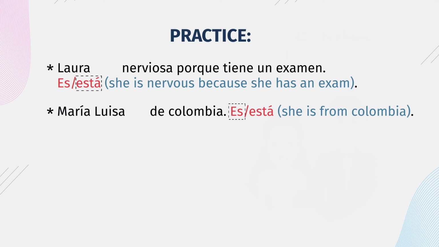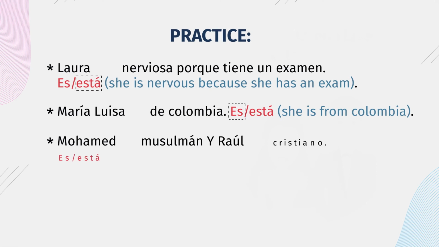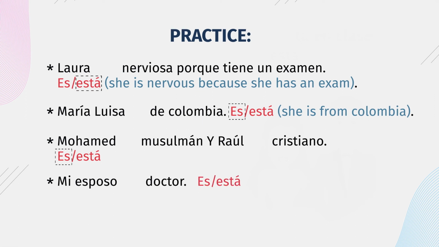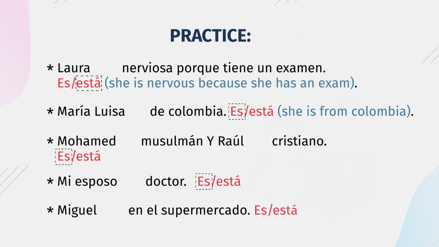Número 3. Mohammed, musulmán, y Raúl, cristiano. Es. Why? Because it's permanent, we're talking about religion. Mi esposo, doctor. Mi esposo es doctor. Why? Because it's permanent and we're talking about the occupation. Miguel en el supermercado. Está. Why? Because we're talking about location, place, and it's temporary.